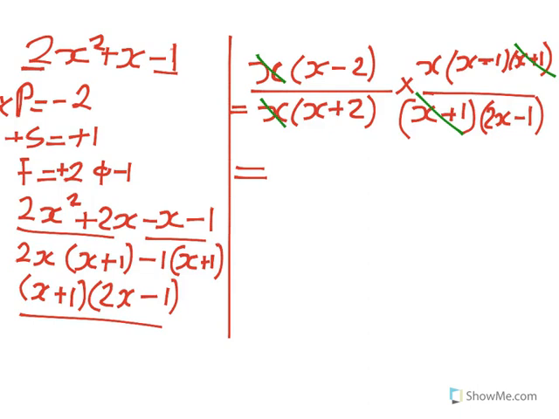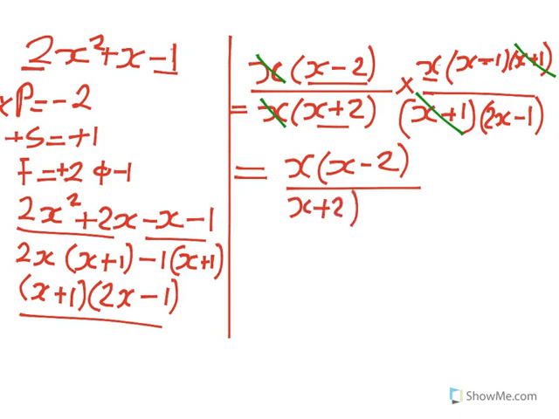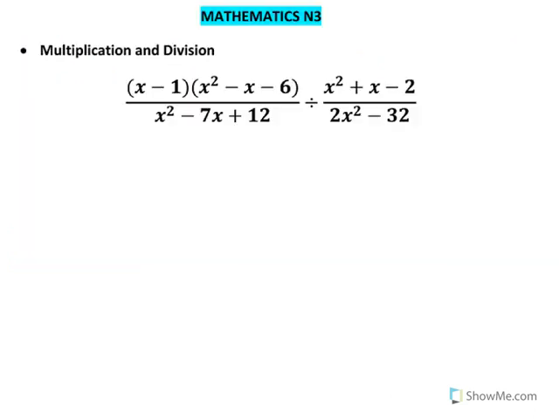And then what do we have on top? If you can see on top, you have got x minus 2, x minus 2 over x plus 2, and then 2x minus 1. There is nothing common on top, there is nothing common in the bottom, then this becomes the simplified version. So that's what we mean by factorizing.